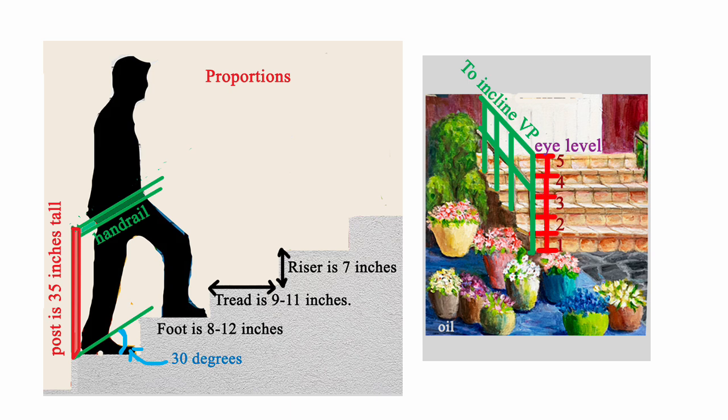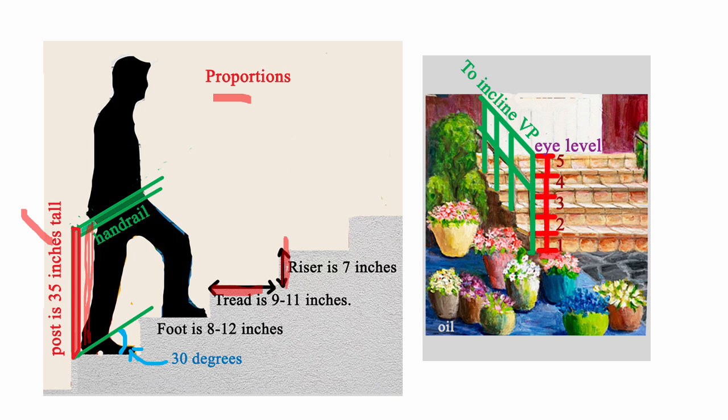It's important to make your proportions correct. So a tread is about 9 to 11 inches, a riser about 7 inches, and a handrail, the post for the handrail, is about 35 inches tall. So this is 5 times the riser. And we can use that information to help.